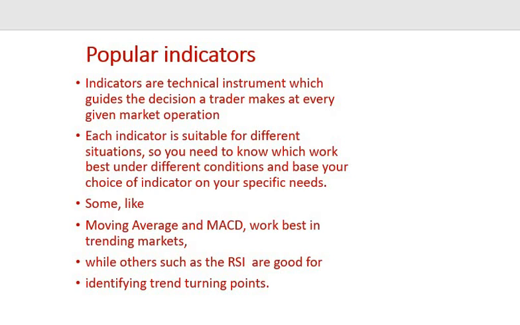Indicators are technical instruments which guide the decision of a trader when they want to make an entry. Each indicator is suitable for different situations, so you need to know which works best for you. That's what we're trying to say. We're going to talk about the moving average, the relative strength index, and the Bollinger Band here.